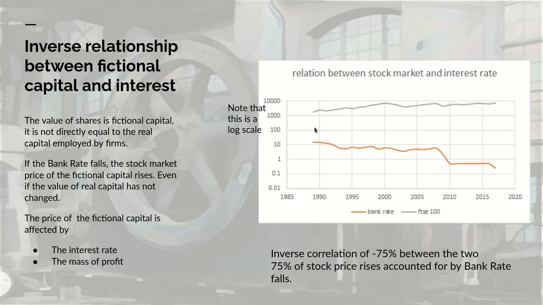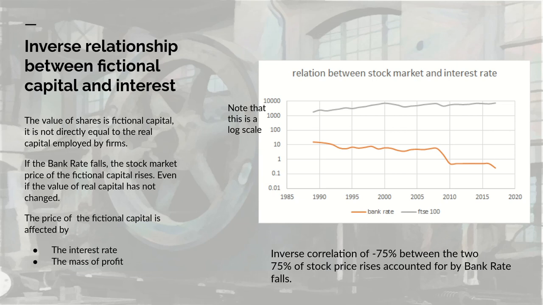Now, it's fairly clear that the tendency of the rate of interest has been down and the tendency of the stock index has been up. And if you actually form a correlation between them, you find there is a negative correlation of about minus 75% between the two. That is to say, 75% of the stock price rises is accounted for by the bank rate falls. So note that the bank rate is being set by the state. It's being set by the state bank, by the rate at which it will lend money to the private banking sector. And this then drives the valuation of fictitious capital.